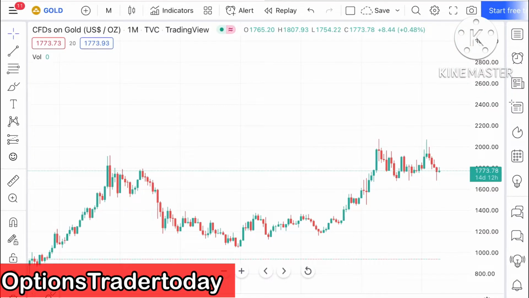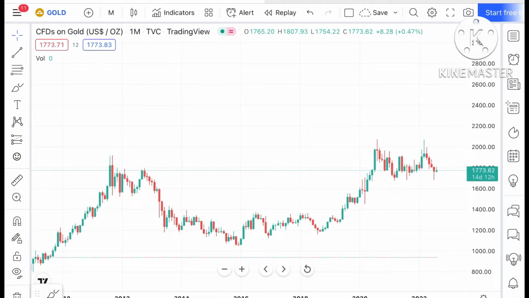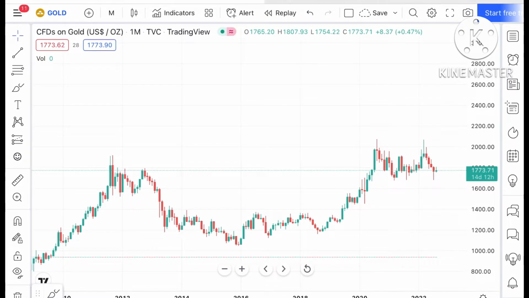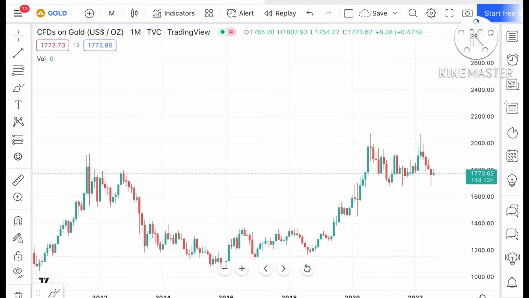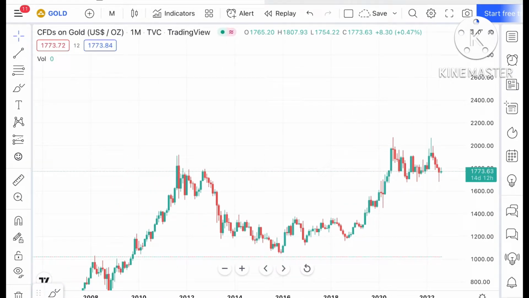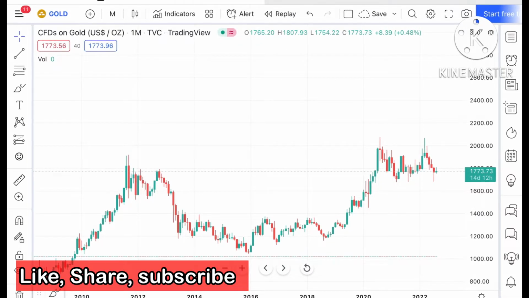So today I'll explain how gold has moved in the last few months of 2022 and how it can move in the rest of the months of 2022. If you look at the chart of gold, we have seen that gold is currently trading at around $1773.63.